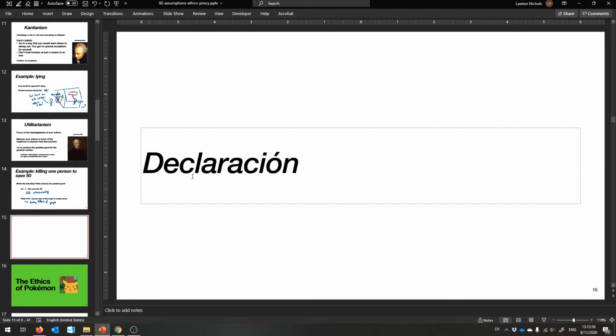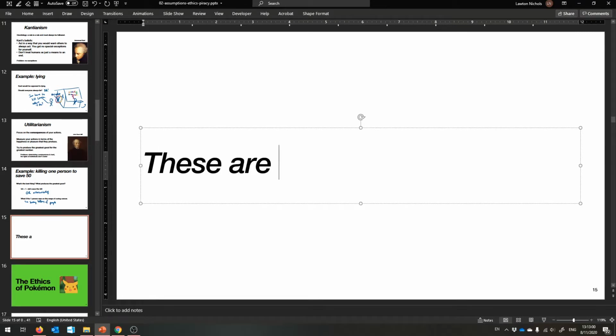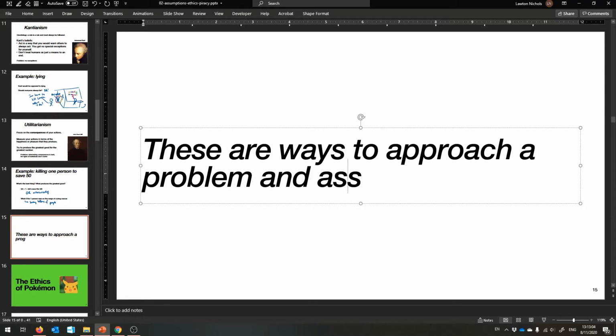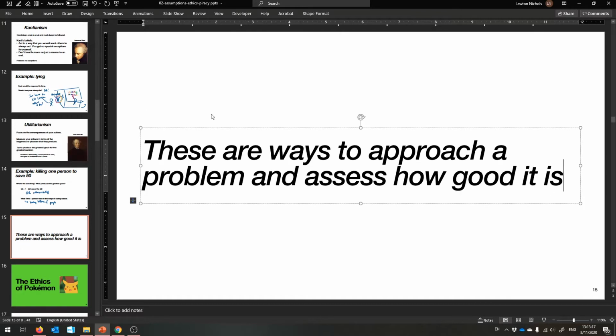These are ways to approach a problem and assess its ethicality. Is that a word? Its validity. Assess how good it is. That's what I'm trying to say.